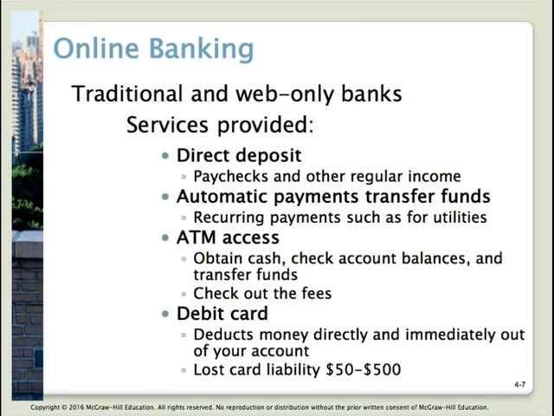Automatic payments, recurring payments such as utilities. I mentioned my husband and I just purchased our home, and our house payment automatically comes out. I don't even ever touch that. It automatically transfers those funds, as well as our homeowner association dues, they automatically come out.